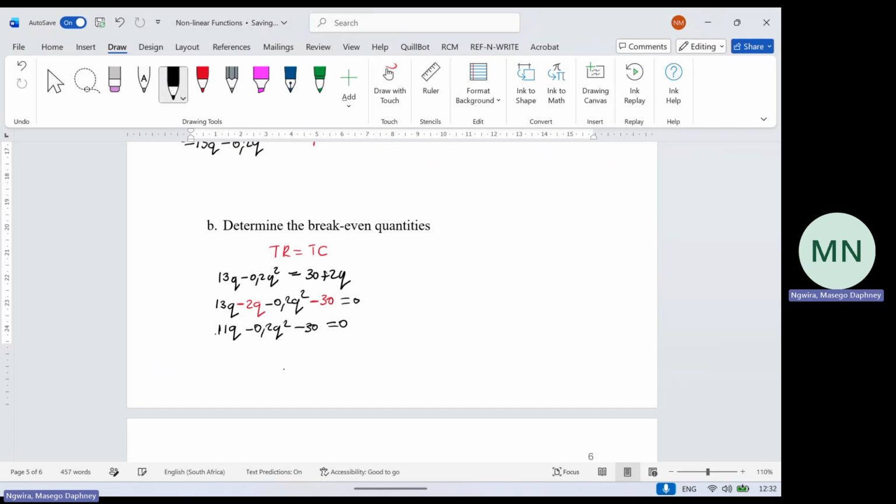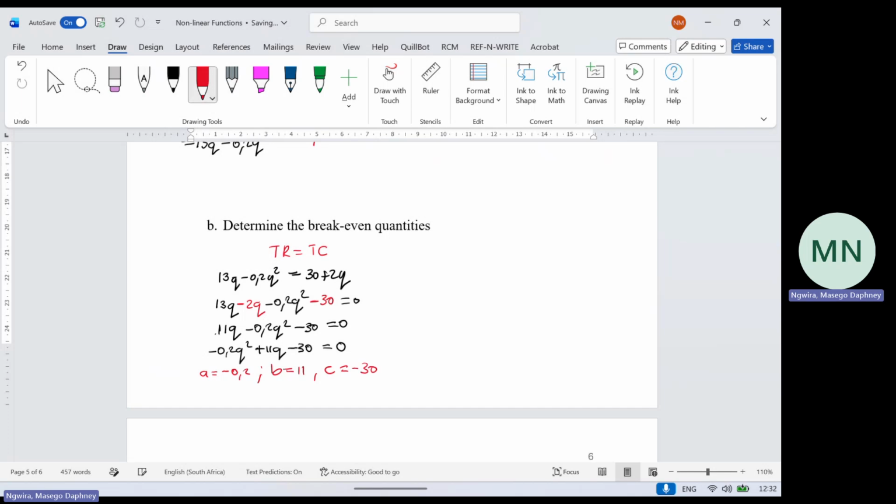Sorry, not 30q. Now I'm going to write it in the standard form of a quadratic. We start with the one that is squared, so this will be negative 0,2q squared plus 11q, and then minus 30, equals 0. When it's in this form, it means that my a is negative 0,2, my b is 11, and my c is negative 30.